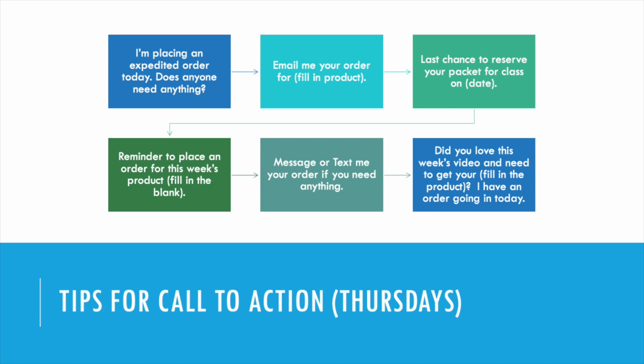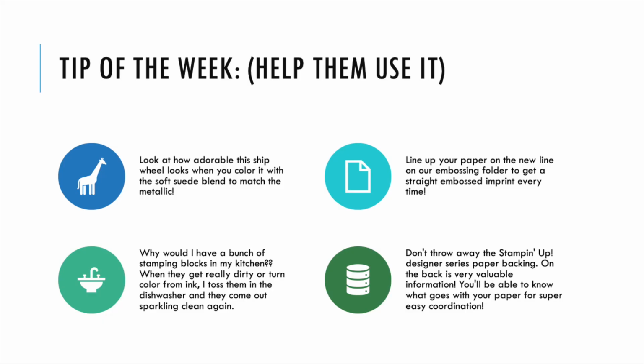So once you've given them the call to action, you may want to give them a tip. These are some examples of tips that I have given for the product of the week. So look at this adorable ship wheel, how when you color it with the soft suede blend, it matches the other metallic. Or line up your paper on the new line on our embossing folder. But you can see how these examples can really help you and your customers know to just go use up their stuff.